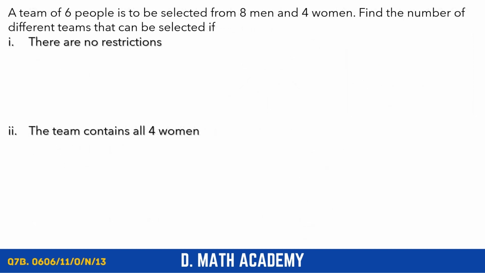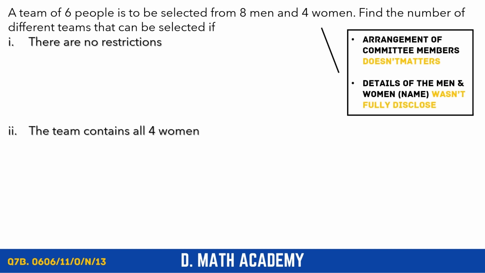So in part B, a team of 6 people is to be selected from 8 men and 4 women. Find the numbers of different teams that can be selected if. Reading from the question, straight away, they didn't give you the details on the men's and women's names, so we couldn't actually know the full details of it. The other thing is that they didn't ask you to arrange it in a specific way.